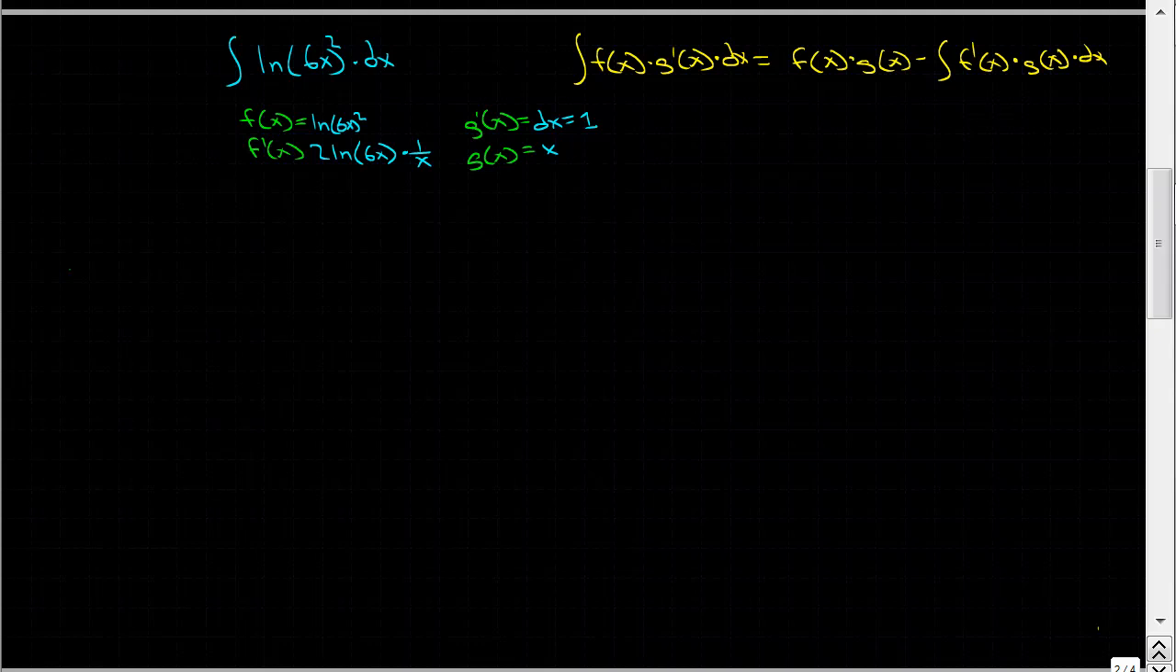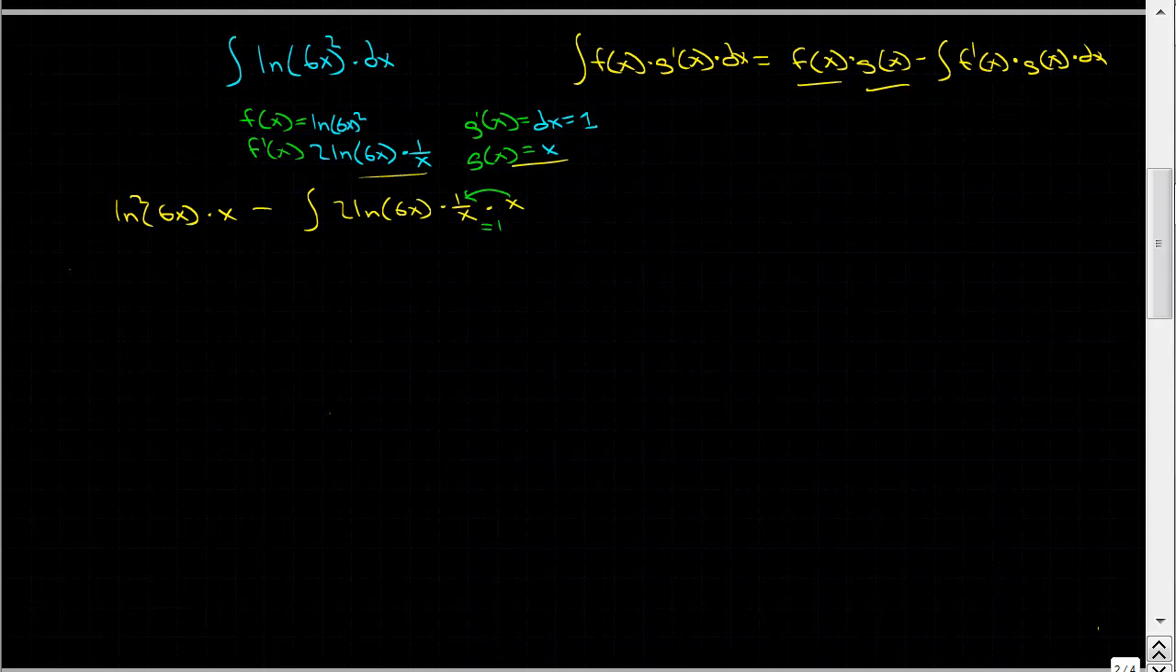So what we do is we just plug these values into the formula, but maybe it'll work out, maybe it won't. We'll find out. So we take ln of 6x squared, or ln squared of 6x, I should say to be more correct, times x, because we're multiplying by g of x, f of x times g of x. And we subtract the integral of f prime of x, so 2 ln 6x times 1 over x, and we multiply that by g of x, by x. So as we can see here, the x's will cancel out, and that will just equal 1.